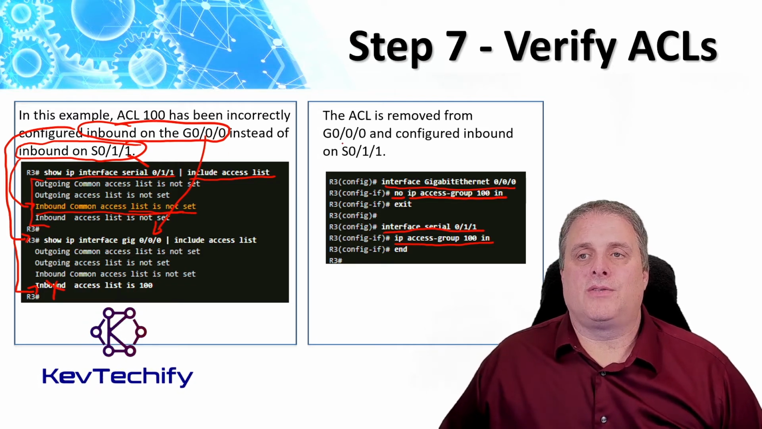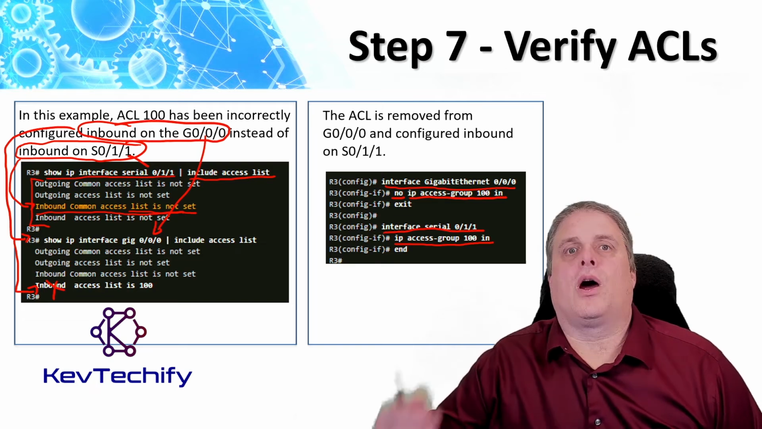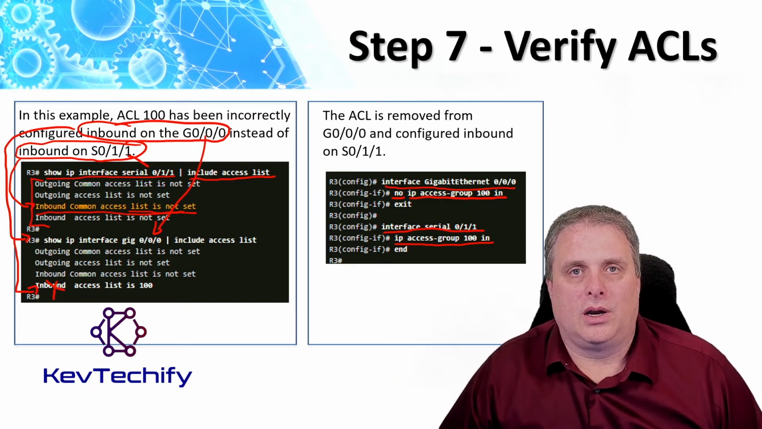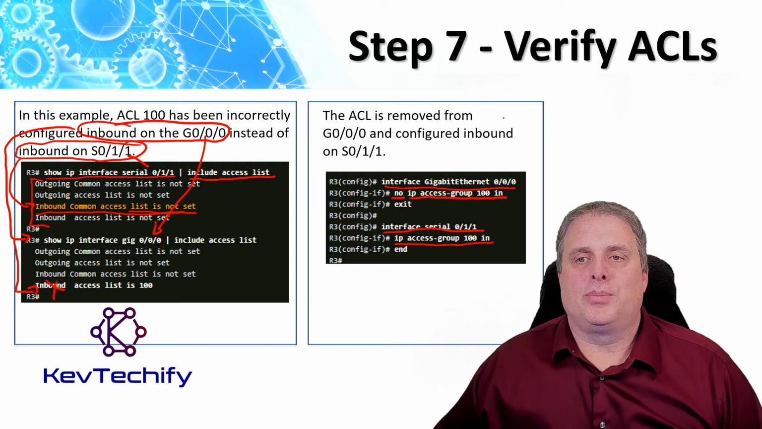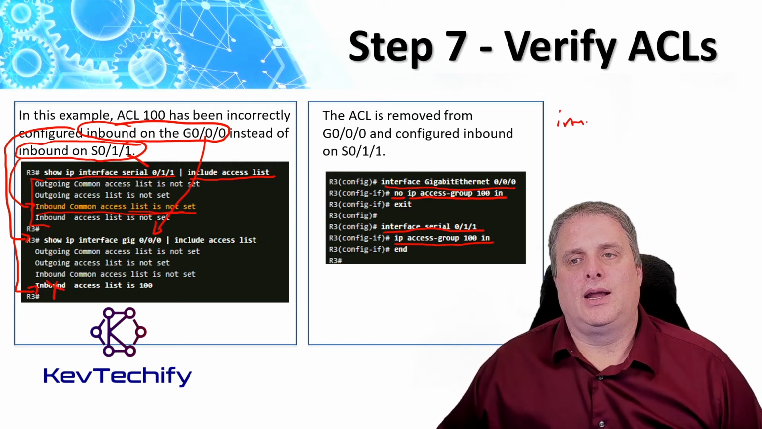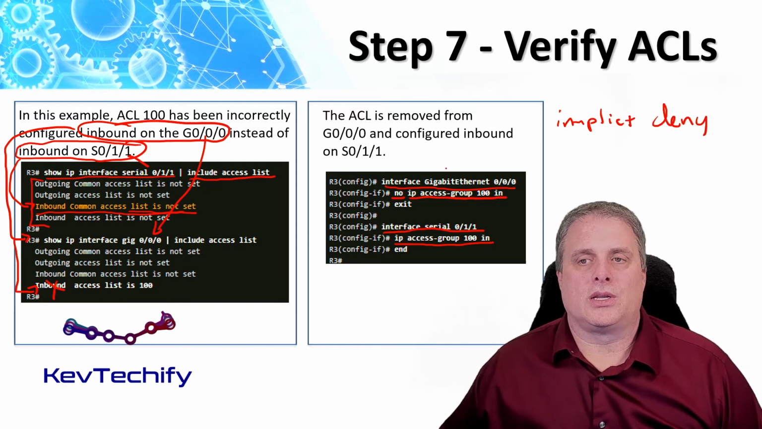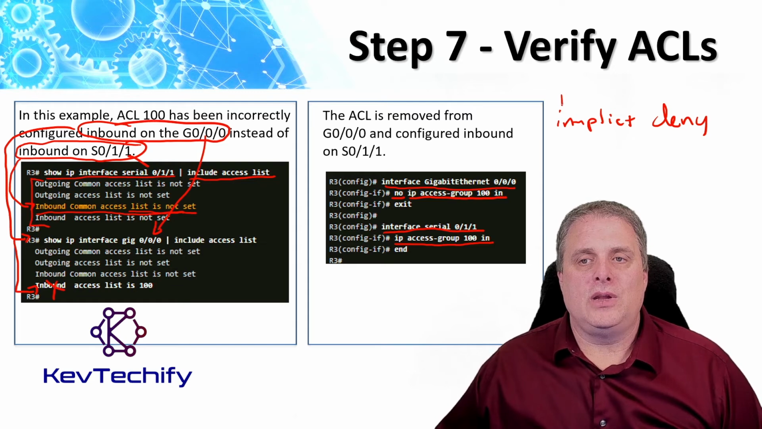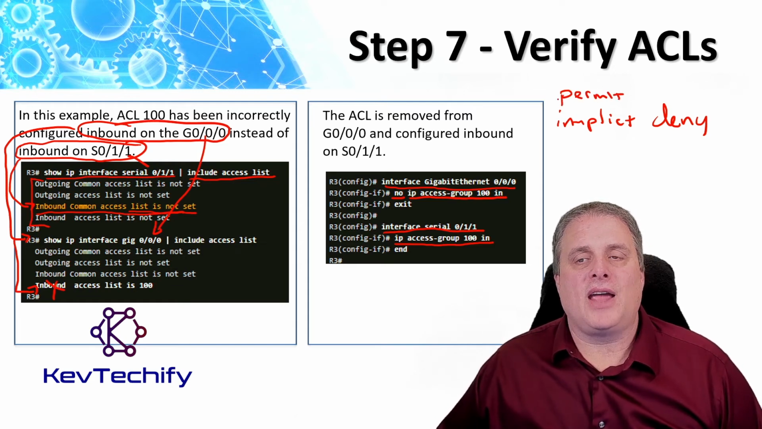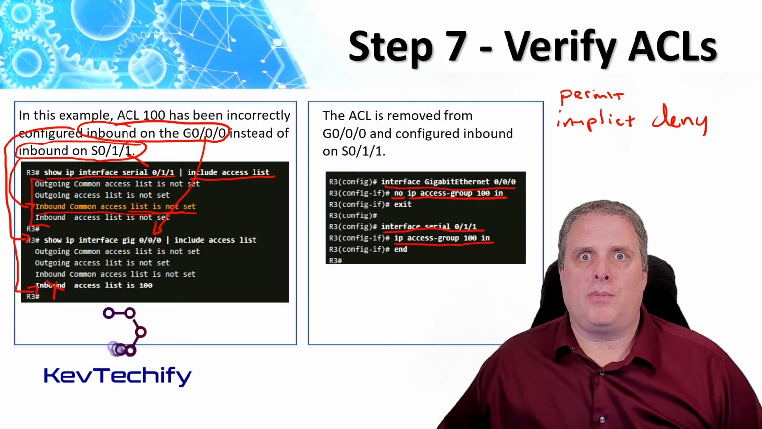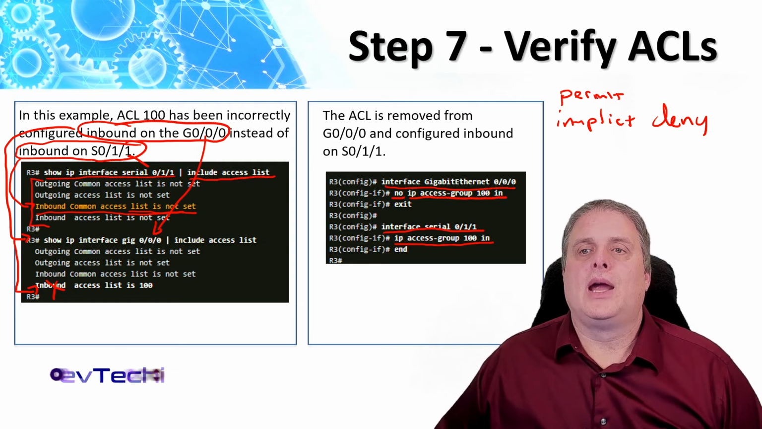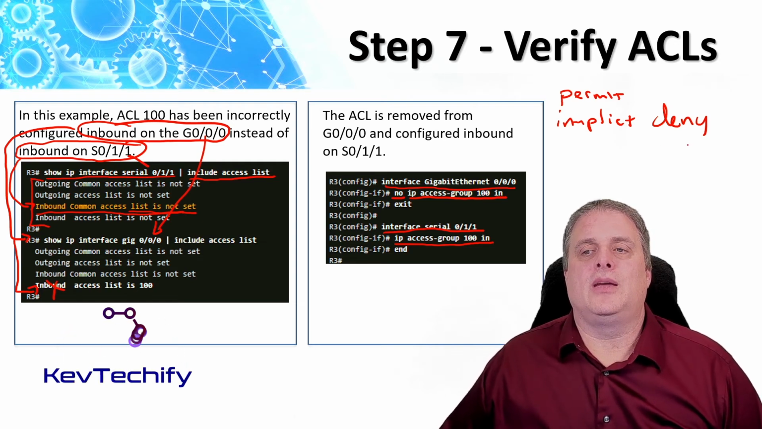The other thing to verify about your access control list is that you are permitting some traffic going through there. Remember, there is that implicit deny at the end of every access control list. Before that, you need at least one line to permit some traffic through there. If you don't have any permits, and especially if you're not permitting the traffic you want to go through there, it's not going to make it because it's going to hit the implicit deny at the end.